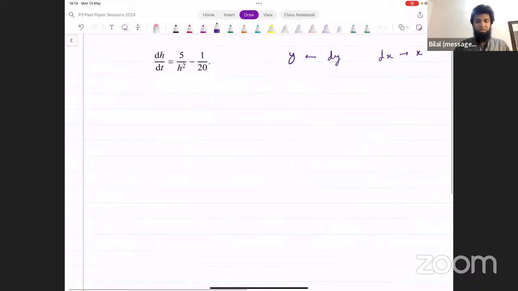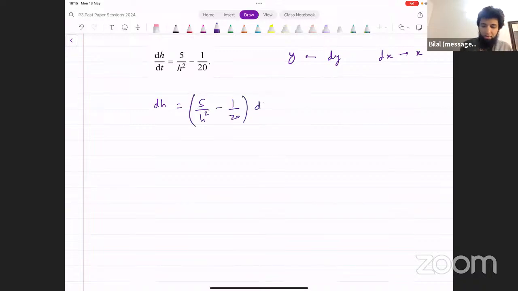in the very first step, just take dt to the other side. Mostly this works. Okay. In the very first step, take dt to the other side. Now, if we take dt to the other side, what does that become? 5 over h squared minus 1 over 20 whole multiplied by dt. Now dt is on the right side, dh is on the left side.